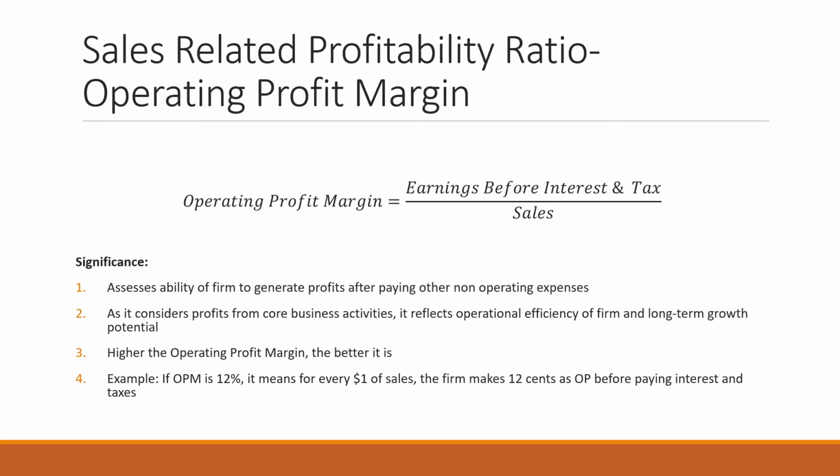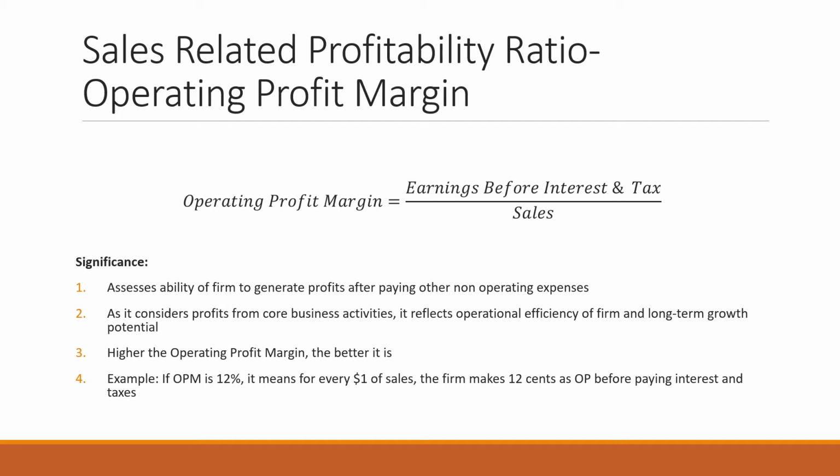The second sales-related profitability ratio is operating profit margin. This is calculated as earnings before interest and tax divided by sales of that year multiplied by 100. This ratio is also very important. It assesses the ability of the firm to generate profits after paying for other non-operating expenses. This measure considers profit from core business activities, so it reflects the operational efficiency of the firm and its long-term growth potential. Again, the higher the operating profit margin, the better it is for the firm.